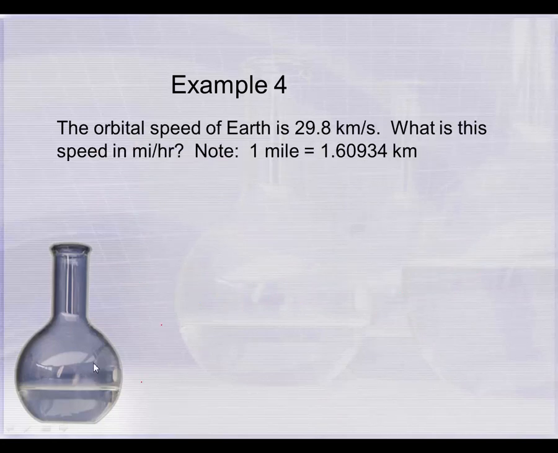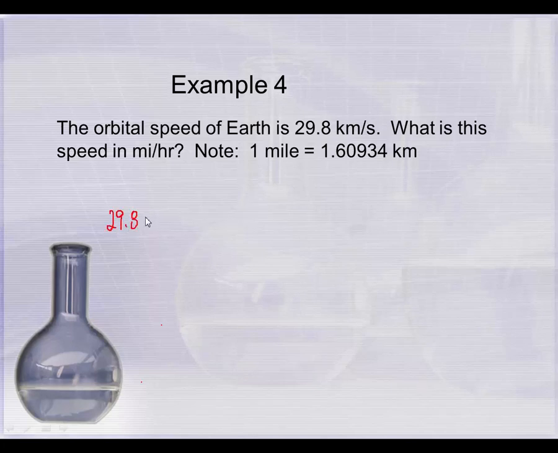Okay, so this is the last problem we'll do today as a group. And notice it's going to be a little bit tougher. I'll explain why in a second here. They say the orbital speed of Earth is 29.8 kilometers per second. So the satellites that are moving and orbiting around Earth in 1 second move 29.8 kilometers. That's a pretty good distance, isn't it?